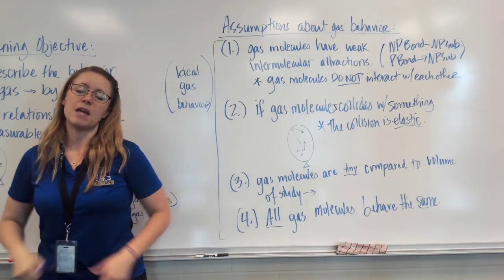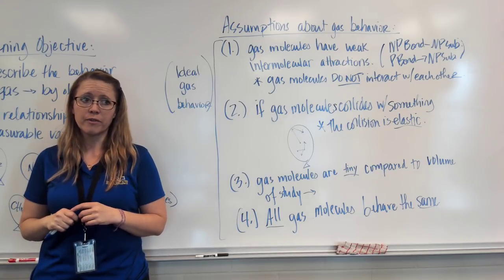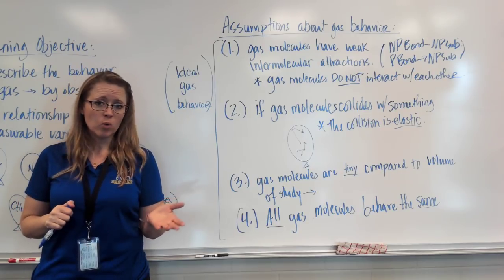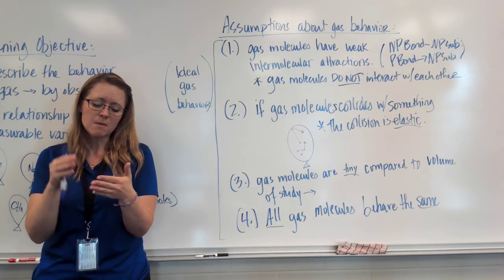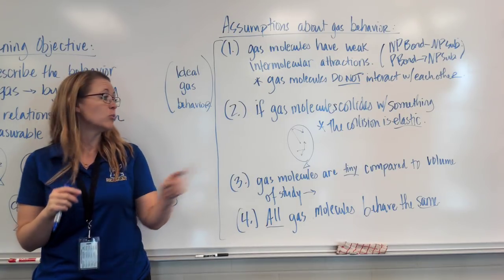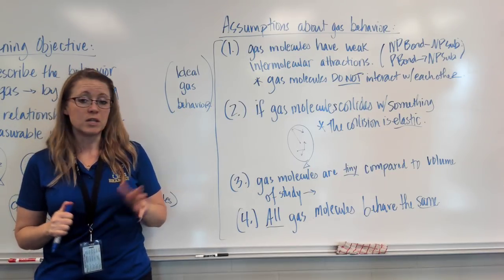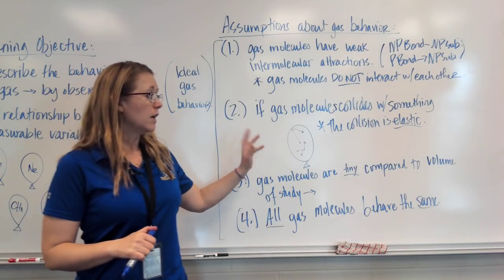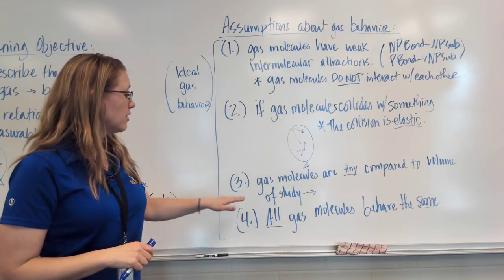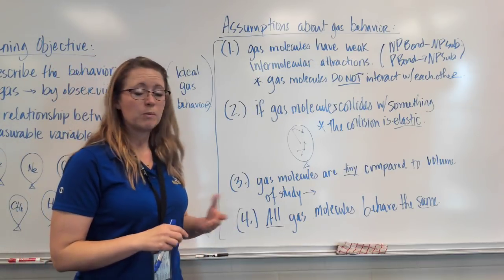Ideal gas behavior. Okay, so does this really happen on the surface of the Earth? It can. Does it happen always? No, but for our purposes, when we're talking about just perfect relationships between things, we're going to assume that these 4 statements hold true: gas molecules don't interact with each other, if they collide it's elastic collisions, meaning they just bounce off and keep going, the gas molecules are tiny compared to the volume they occupy, and all gas molecules behave the same way.